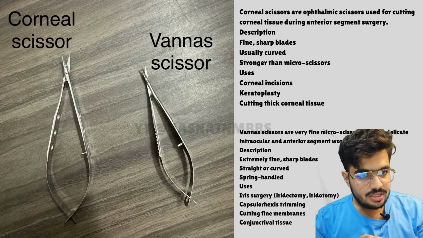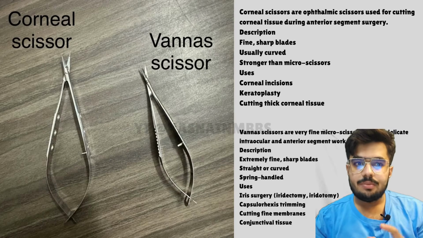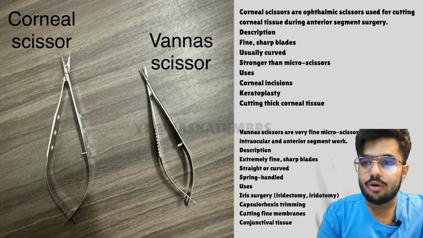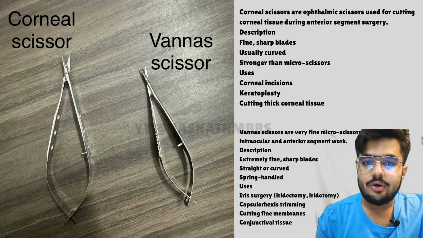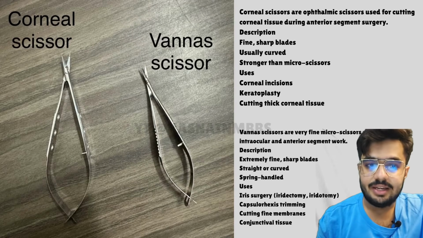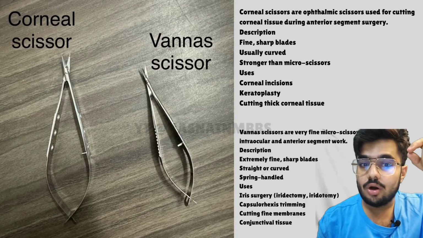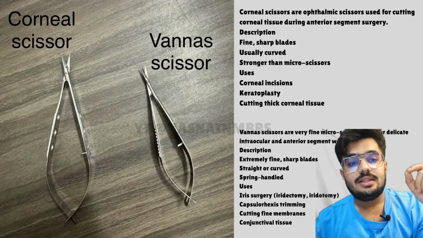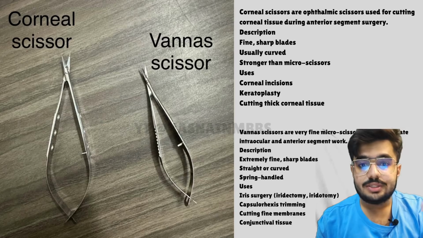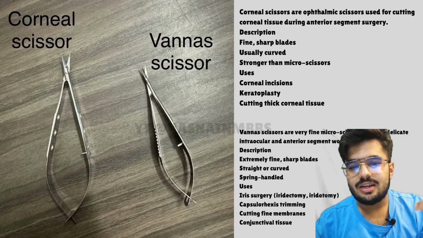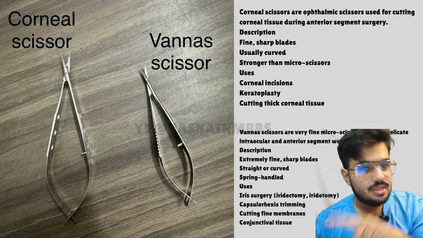Corneal scissors are used in ophthalmic procedures for cutting the corneal tissue. The name itself says it: corneal scissors are used for cutting corneal tissue during anterior segment surgery. It is a fine and sharp blade, usually long, usually curved, and it is stronger than micro scissors. It is stronger than Vannas. For corneal incision, keratoplasty, and cutting the corneal tissue, we use corneal scissors.